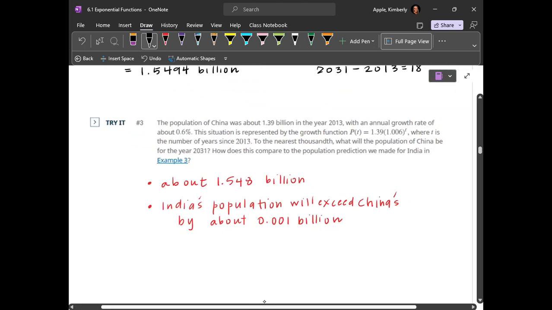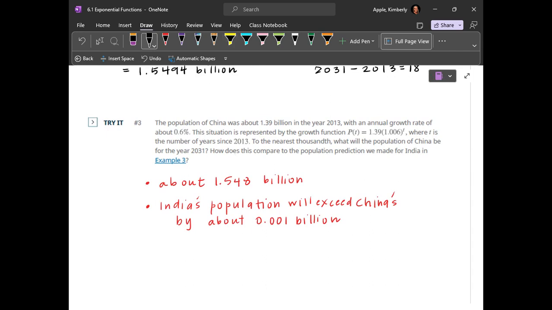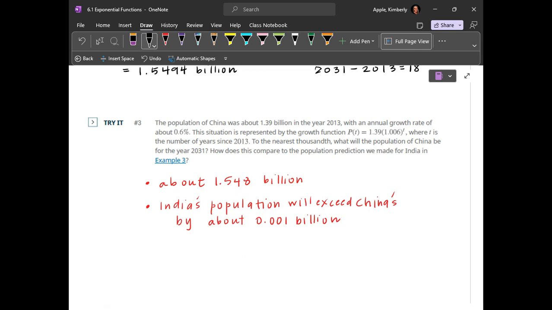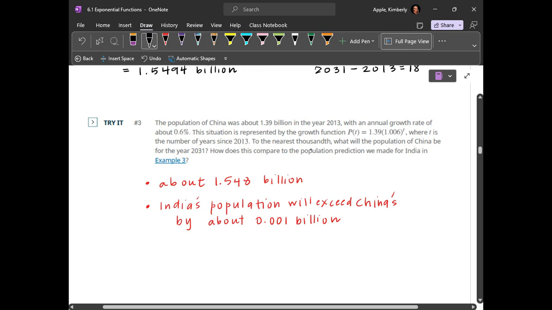So here's another big bunch of words, but read through, understand that they are giving you the function and then just asking you to evaluate at a particular t or year. And then it's also asking you to make a comparison to the prediction we made in number 3. So if you want to pause the video, see how you do, check your answers here.